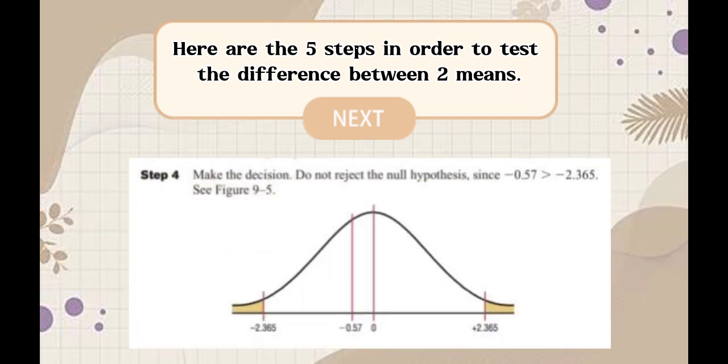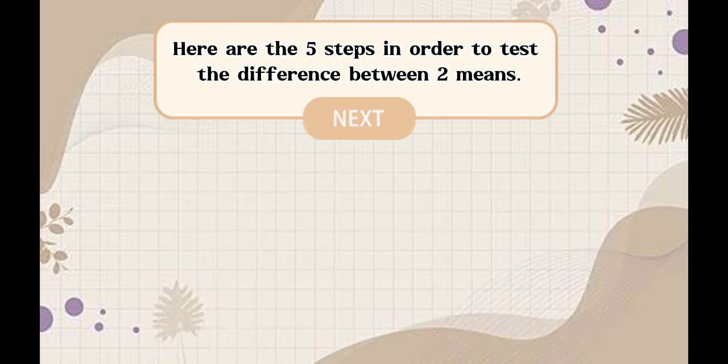Now let's proceed to step 4. In this step, we make the decision. Do not reject the null hypothesis since negative 0.57 is greater than negative 2.365. We can see in figure 9-5 that on the left side we have negative 2.365 and on the right side positive 2.365, and at the center we have 0, and negative 0.57 is on the side of the 0.